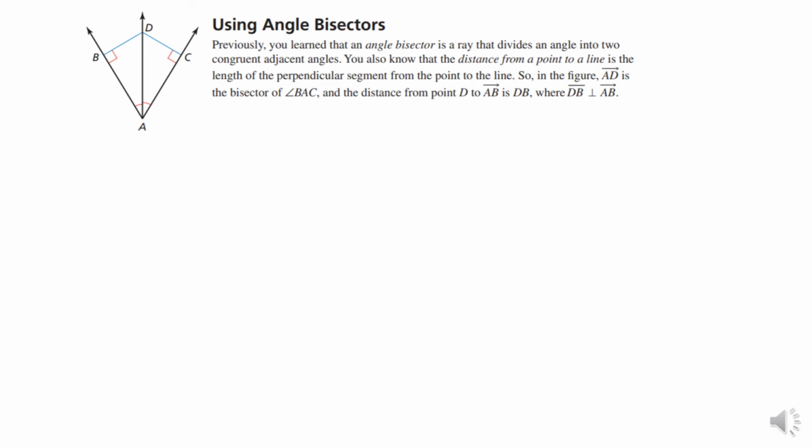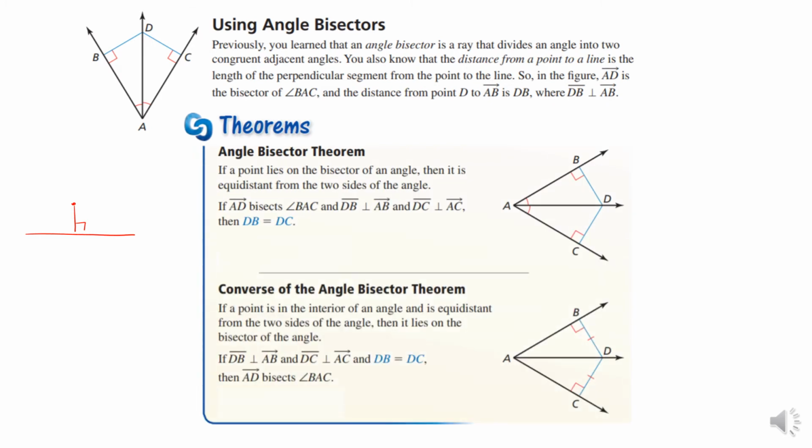Okay, previously you learned that an angle bisector is a ray that divides an angle into two congruent adjacent angles. The distance from any point to a line is the length of the perpendicular segment. So anytime you're finding the distance from a point to a line, it's the perpendicular line that gives you that length. Okay? So now we're going to learn a couple of rules about that.